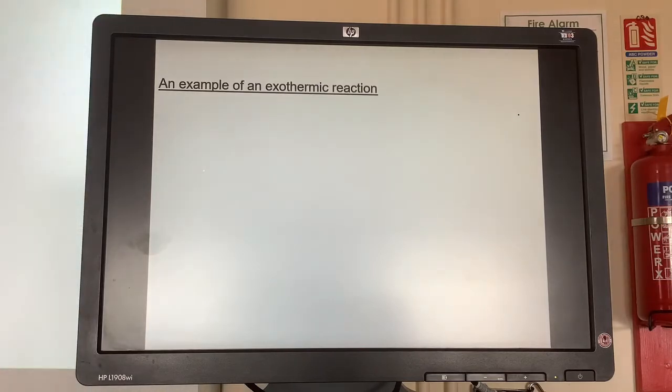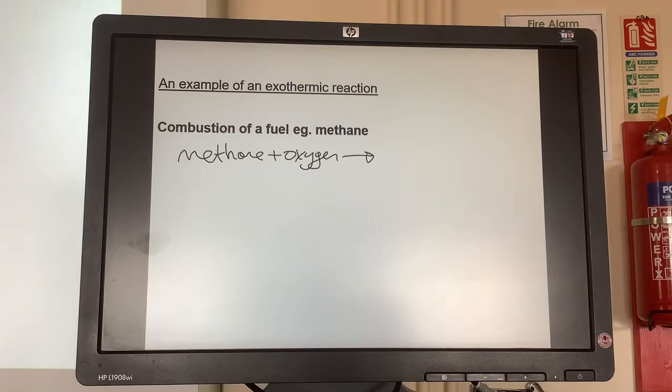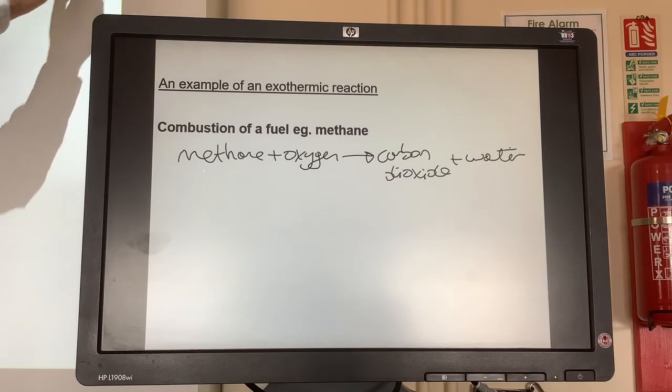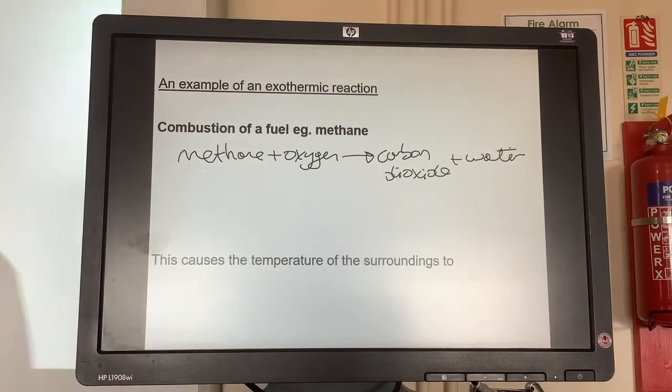Now, an example of an exothermic reaction could be the combustion of a fuel, so burning a fuel such as methane. If we have methane and we burn it, what gas does it react with when we burn it? That's right, oxygen. What else is made when we burn methane? Well, I'm sure you were all shouting out, it's carbon dioxide and water. But something else is also released in that reaction. We wouldn't write it on the equation, but energy is also released. Energy is released when we burn something. And that's an example of an exothermic reaction.